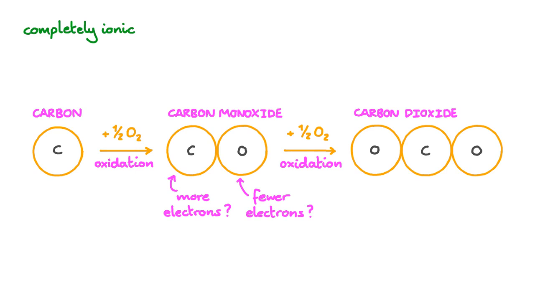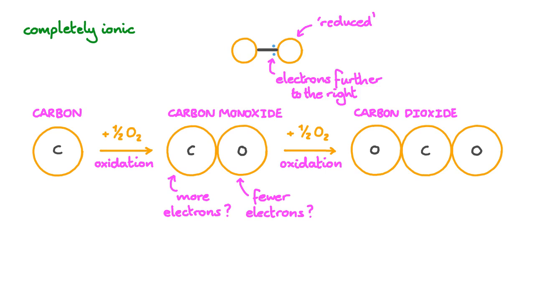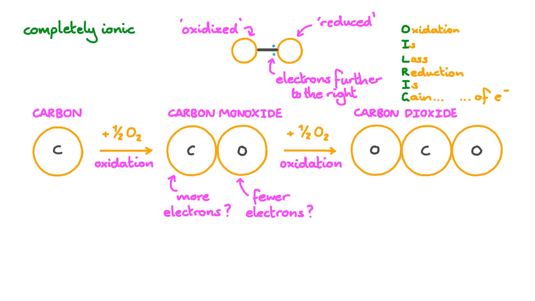For this, chemists invented an accounting system that works for covalent bonding and ionic bonding. This system relies on the effective position of electrons in covalent bonds. If the electrons are closer to one atom than another, the atom they're closest to is considered reduced, and the atom they're further from is considered oxidized. We can remember this relationship using the mnemonic OIL RIG. Oxidation is the loss of electrons, and reduction is the gain of electrons. If the electrons in a covalent bond are closer to one atom, we can consider that atom to have gained electrons, and therefore be reduced.